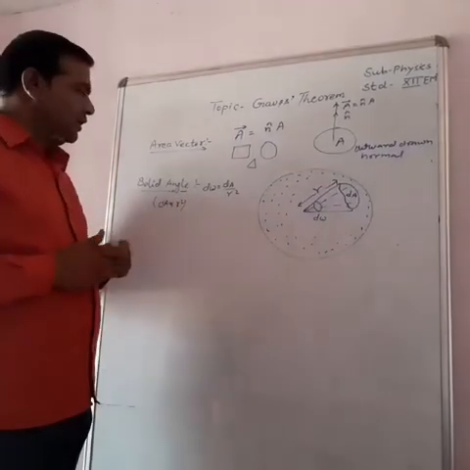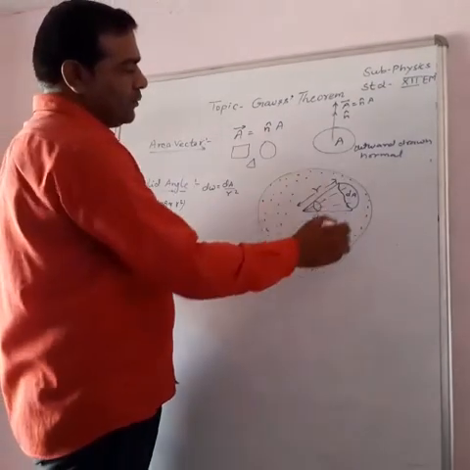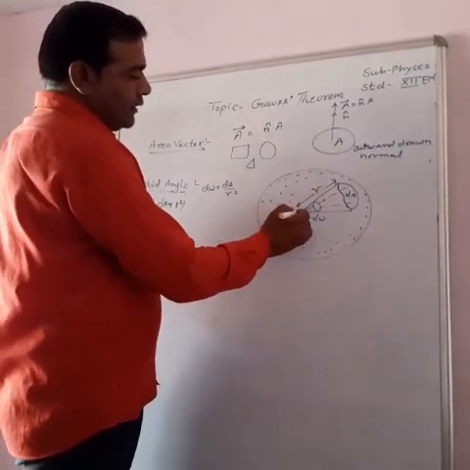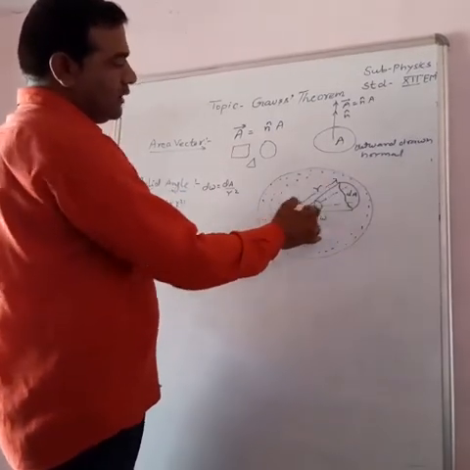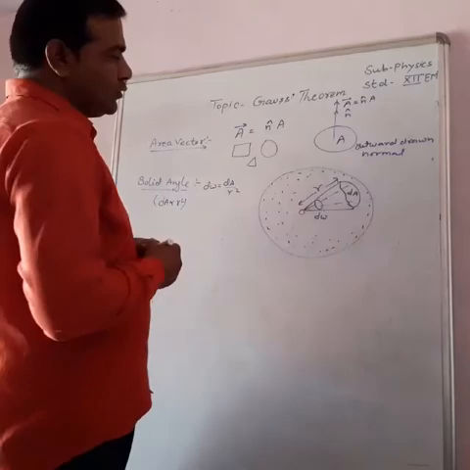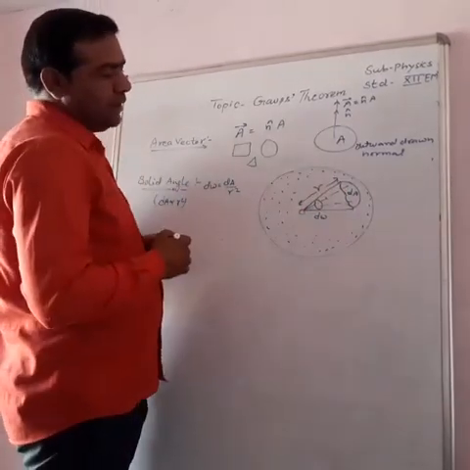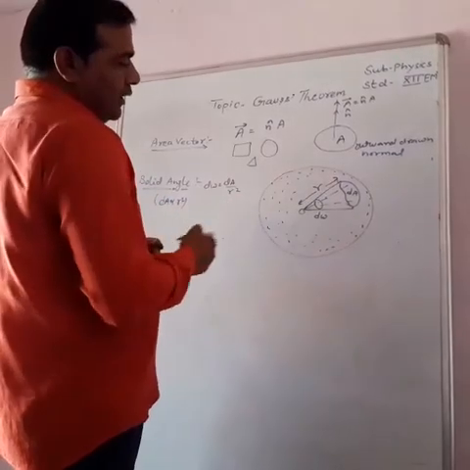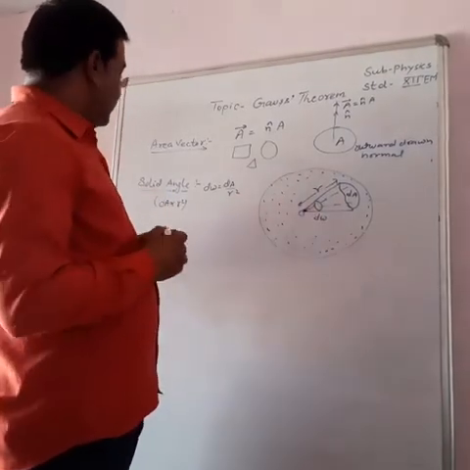Now, solid angle. For a spherical surface, let the center of the spherical surface be A and R the radius of the spherical surface. So the angle subtended by a plane area at the center of the sphere is called solid angle.